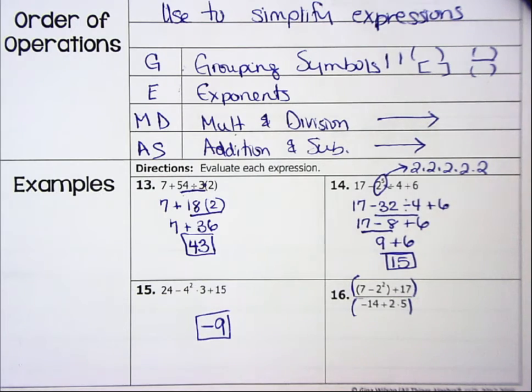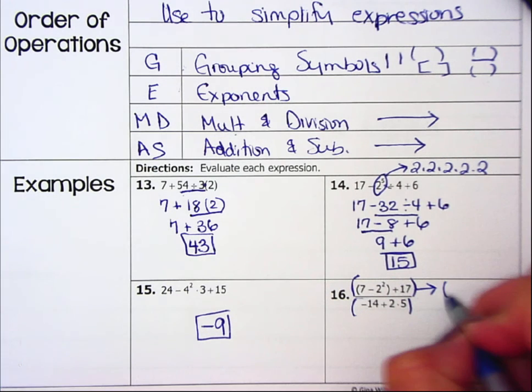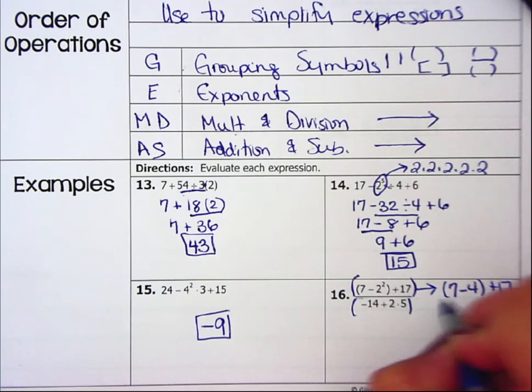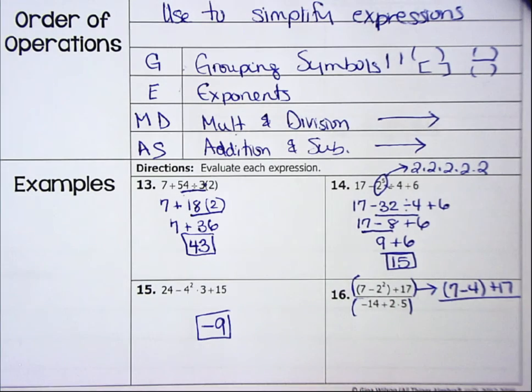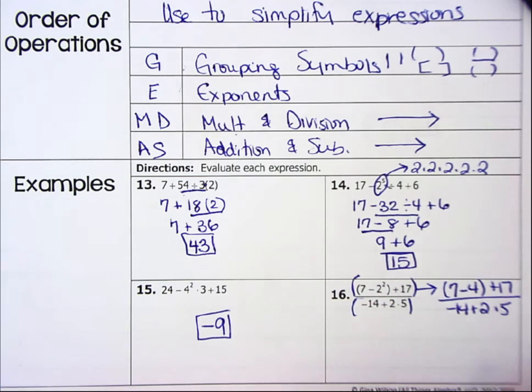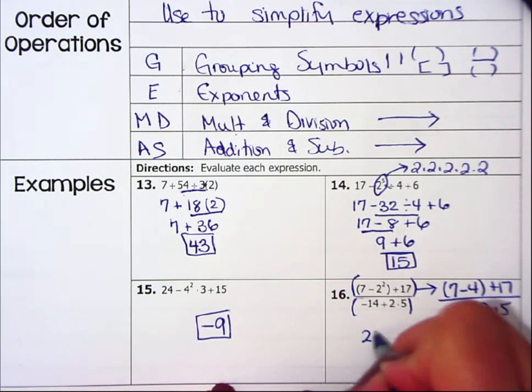So now we can take care of the top. On the top, we have 7 minus 2 squared, all in parentheses. So 2 squared is going to be 4. So I really have 7 minus 4 plus 17 on the top. And then on the bottom, I have the -14 plus 2 times 5. So if we keep cleaning up the top, 7 minus 4 is 3. And then we have 3 plus 17, which is going to be the 20.